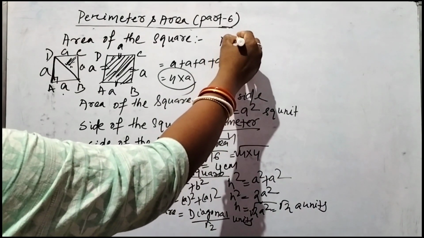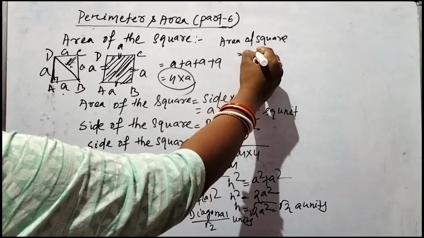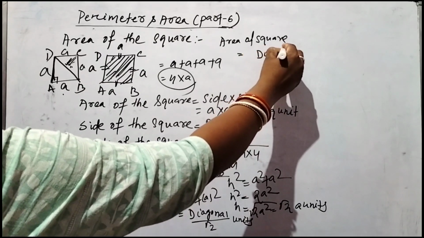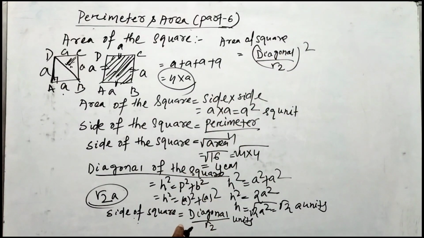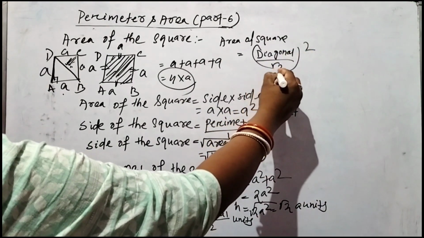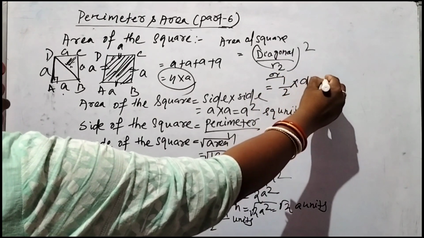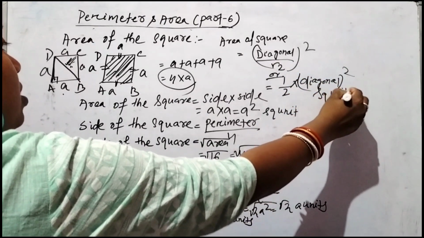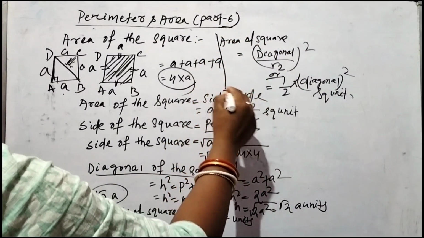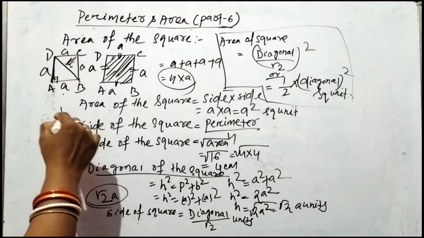If the diagonal is given, then using the formula, area of the square is diagonal by root 2 whole square, square units, or otherwise you can write half into diagonal square, square unit. When the diagonal is given, you can use this formula to find the area of the square.